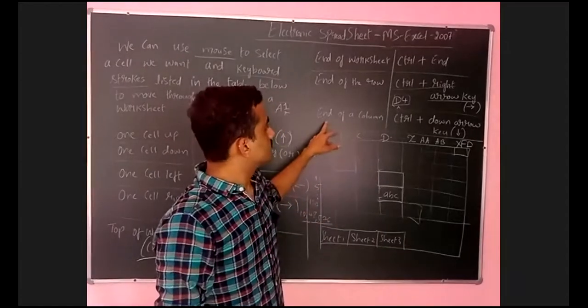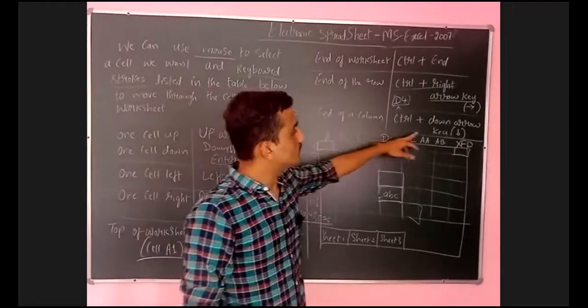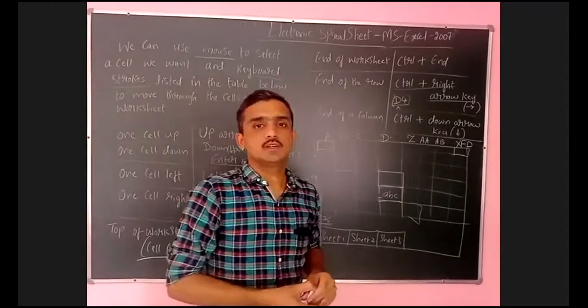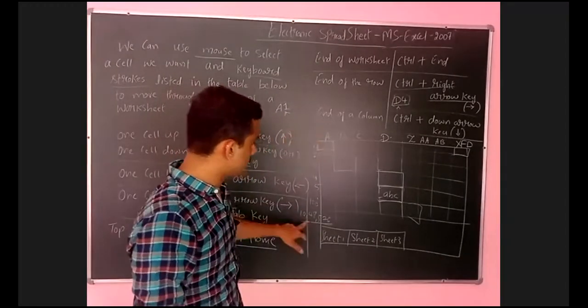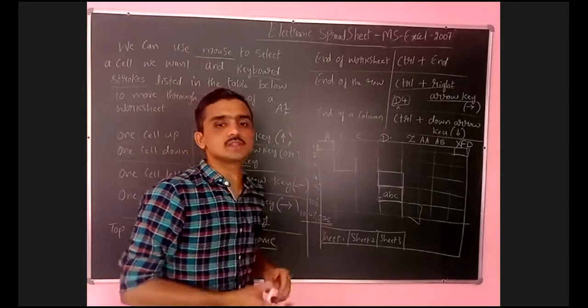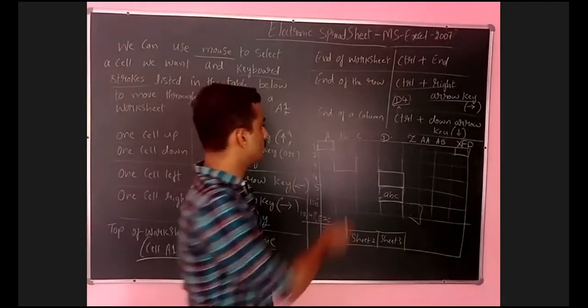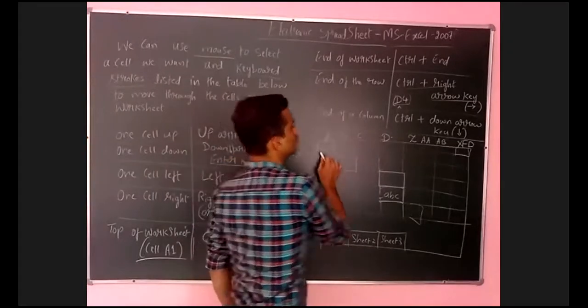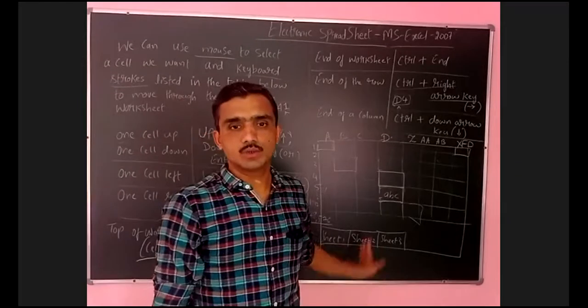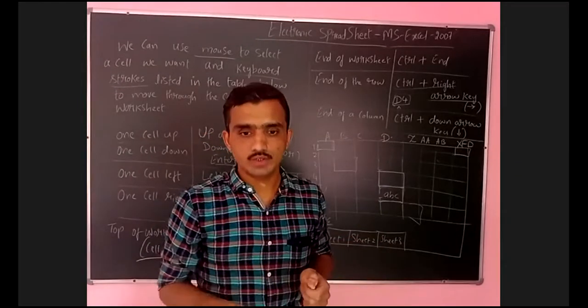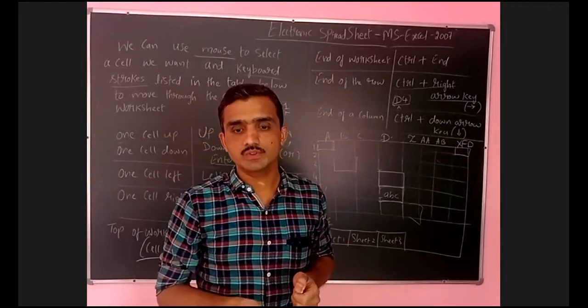Next, end of the column, Control plus down arrow. If you are in first row, first column and press Control plus down arrow, it immediately comes to the 10,48,576 row. End of the column means it is vertical, end of the row means horizontal. So you can note down these things, or take a screenshot. Wait for a minute, later we will continue.